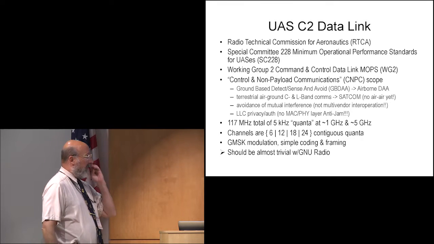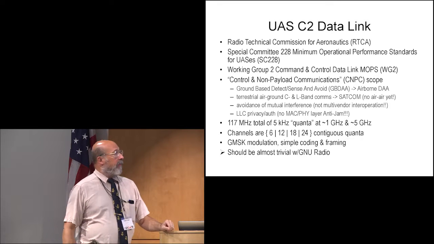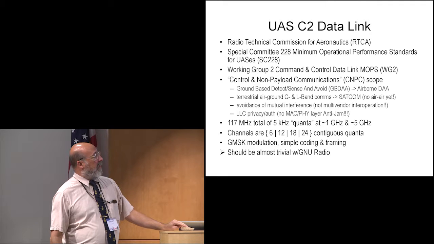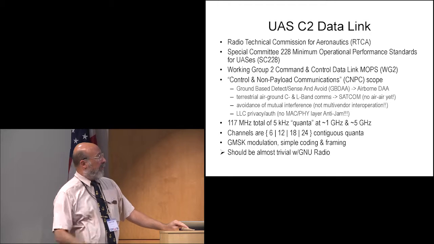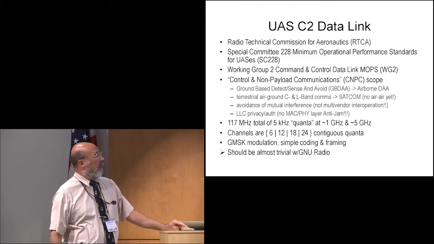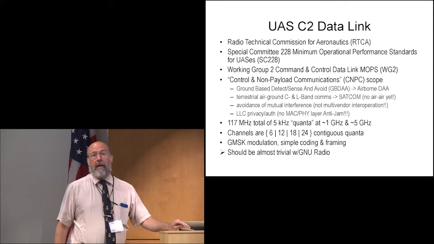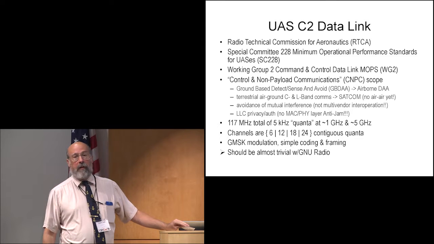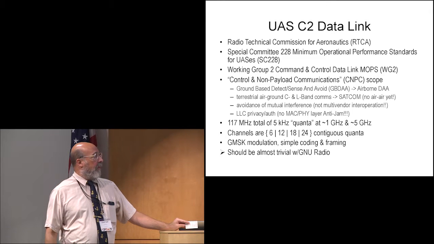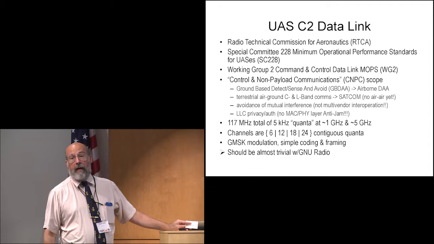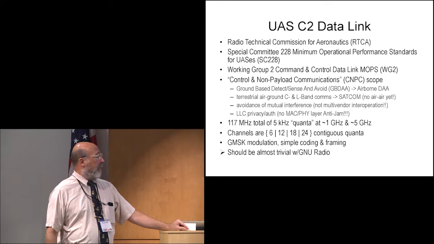Avoidance of mutual interference is what they're focused on initially. They're not even trying to do multi-vendor interoperation to begin with. It's all C-band and L-band, and initially it's all terrestrial, although it's going to SATCOM as well later. And my big beef with it is that they're depending upon the logical link control sublayer for privacy and authentication, and there's no MAC or PHY layer anti-jam, which seems to me to present a pretty big vulnerability.